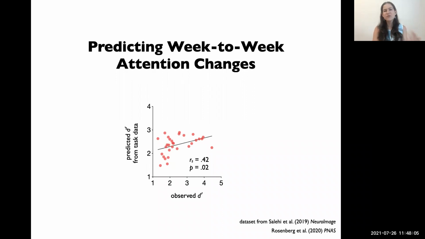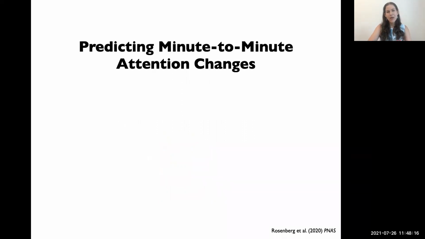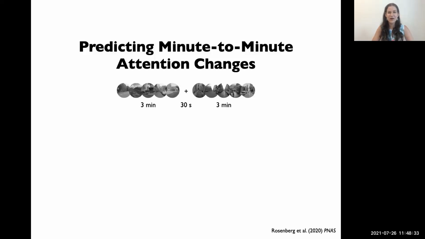What about higher frequency sustained attention fluctuations, the kind that we might experience within the course of a single lecture, not the kind that happen over the course of several months? We took advantage of a feature of the data set that I introduced in the first part of my talk in order to ask whether the model is sensitive to higher frequency changes in attention. In particular, in that 25-person data set, participants in the scanner performed 3 minutes of the continuous performance task. They took a 30-second break, performed the task for 3 more minutes, and so on, until they had performed the task for 12 blocks in total.